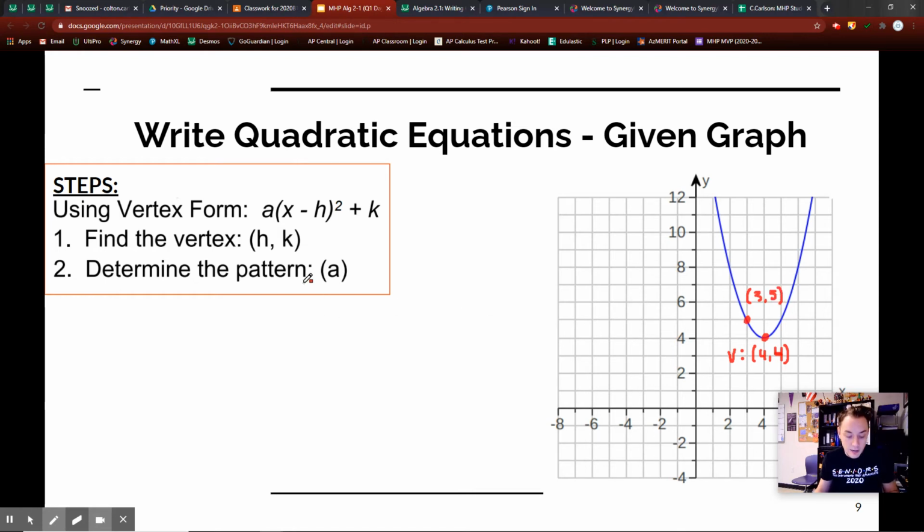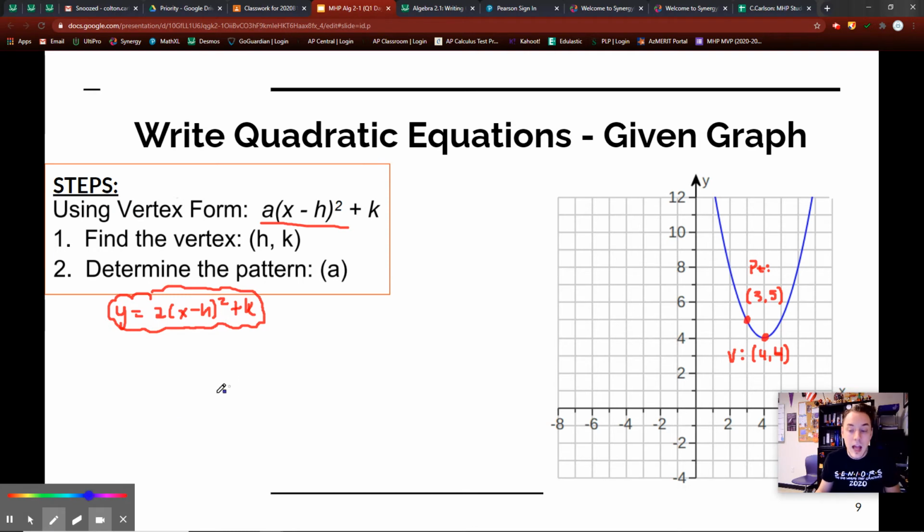Okay? So how do I set this up? I have a vertex and I have a point. Let's use both of them. I'm going to be using y equals a times (x minus h) squared plus k. Just like this, it's the exact same formula. I'm just tagging on a y. Now, watch what I'm about to do here. I have a vertex. This vertex is h and then k. I have a point. This point is x and y. I want to find the a, so I just plug in x, y.